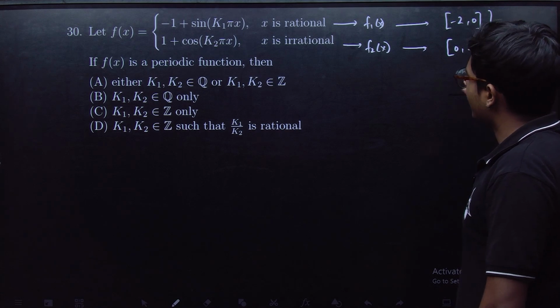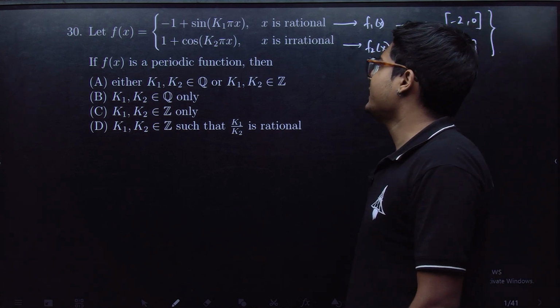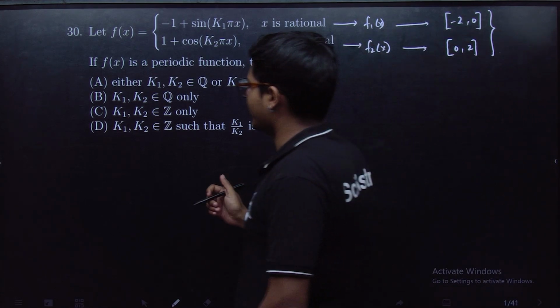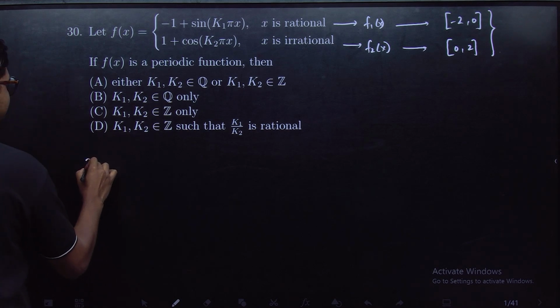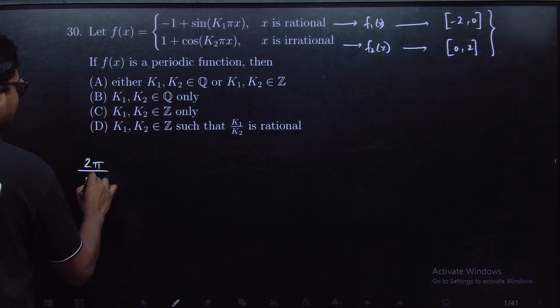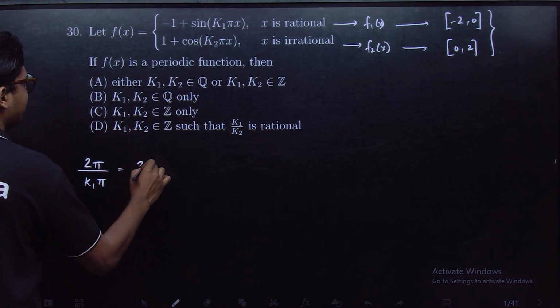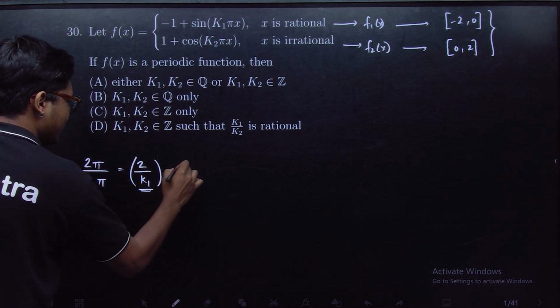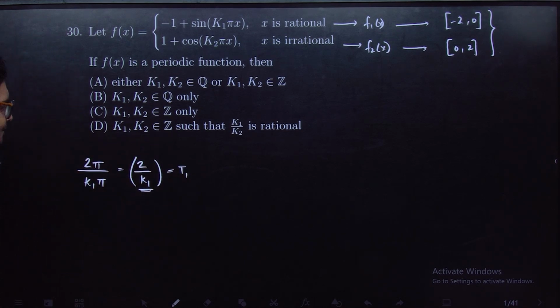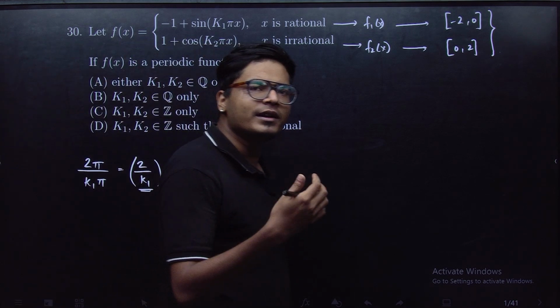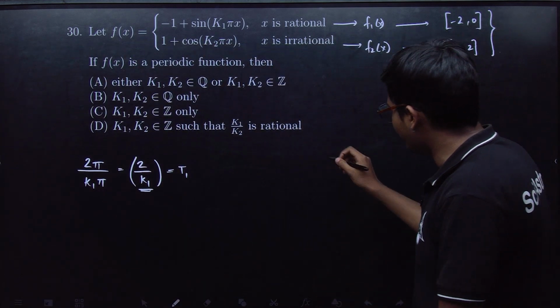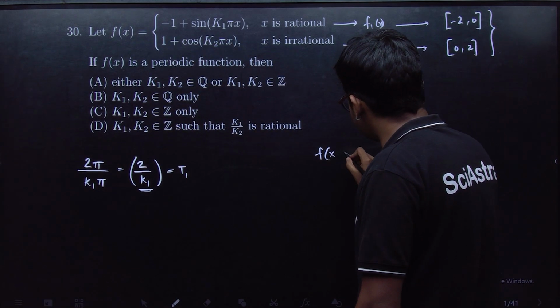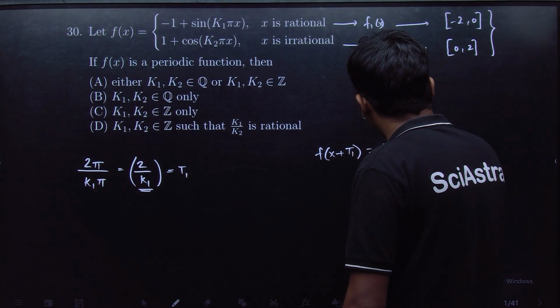Okay. Alright, now we know that the period of sine k1 pi x is going to be nothing but 2 pi divided by k1 pi, which is basically 2 by k1, right? Okay, let's just call it some t1. Let's say this is the period t1. Now, what is the definition of a periodic function? That you want f of x plus t1 to be equal to f of x, right?